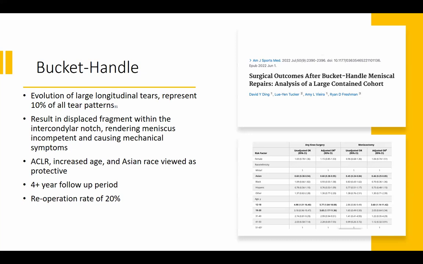Concomitant ACL reconstruction and Asian race, unclear why, were deemed to be protective factors. Interestingly, the 12 to 18 age group had a 3 to 5 times odds ratio, which was statistically significant, of subsequent meniscectomy and any knee surgery during the follow-up period. Meanwhile, those aged 18 to 30 had a 3 times higher odds of ipsilateral knee surgery of any kind during the follow-up period. This is likely secondary to the increased physical demands, whether athletic or occupation-based, encountered by those below 30. 10 plus year follow-up results would have been interesting to analyze to compare the different cohorts.